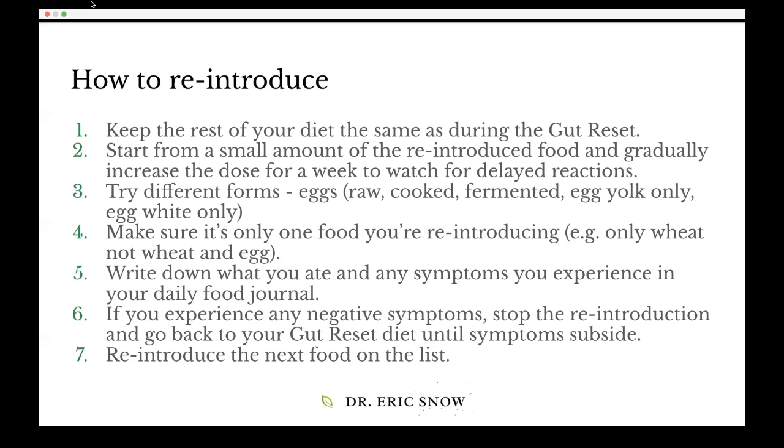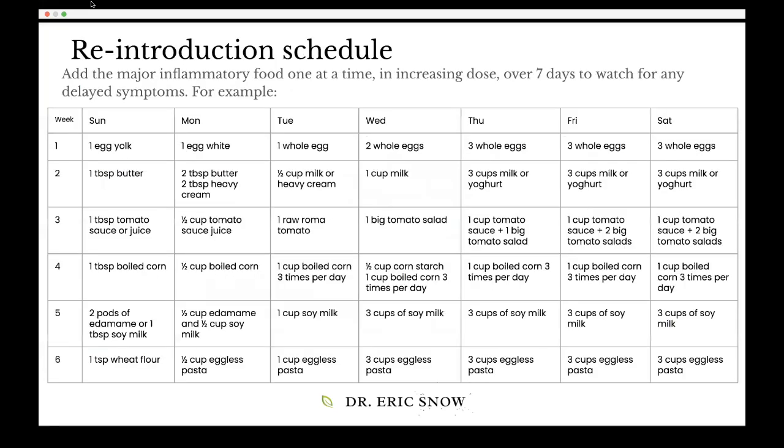And then number 7, reintroduce the next food on the list. So say if we got to day 2 of eggs and we could feel a problem, stop it. And then you'll have the rest of the week to recoup on what you were doing with the gut reset program. And then the next week you can start a different food. You just need a few days to get your body balanced out again, and then we'll start with the reintroduction of the next food.